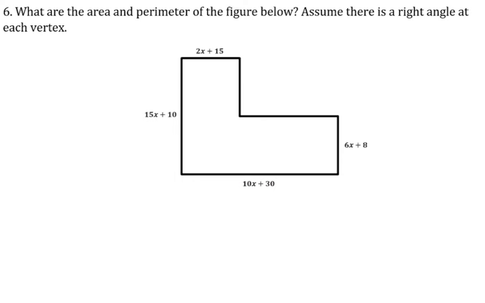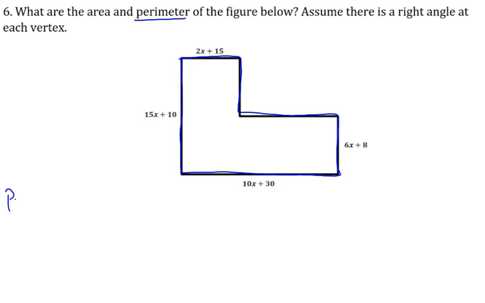Number 6, what are the area and perimeter of the figure below? Assume there's a right angle at each vertex. So let's tackle the perimeter first. The perimeter is the total distance around the figure. Hopefully you remember that from geometry. But the perimeter is the total distance around this figure.